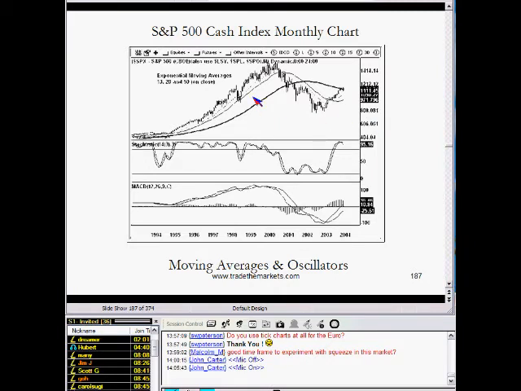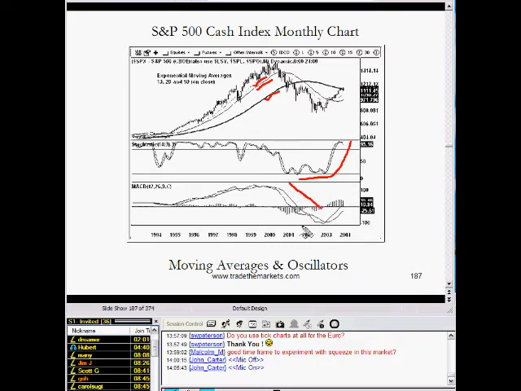I've got a 13-period exponential moving average here, a 20-period exponential moving average here, and then a 50-period exponential moving average here. Okay, and this is on a monthly chart. And then I've got your basic default slow stochastic, 14-3-3, here, and you can see what this has been doing. And then I've got a default MACD, 12-26-9, right here.